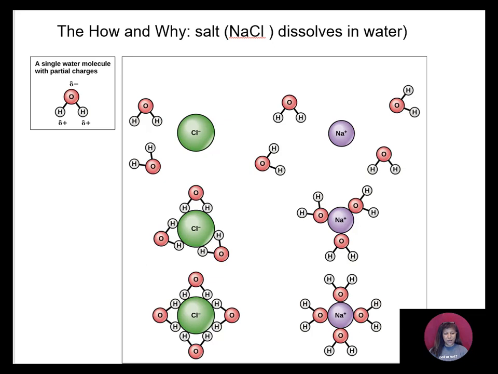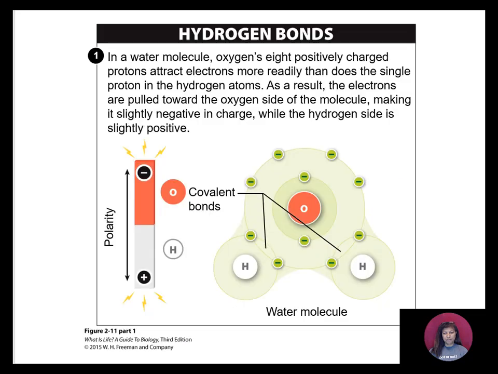All right, I want to carry on and take a look at the last bond that I need you to know at this point, and that's the hydrogen bond. So what's the hydrogen bond? In a water molecule, oxygen's 8 positively charged protons attract electrons more readily than does the single proton in the hydrogen atom. As a result, the electrons are pulled towards the oxygen side of the molecule, making it slightly negative in charge, while the hydrogen side is slightly positive.